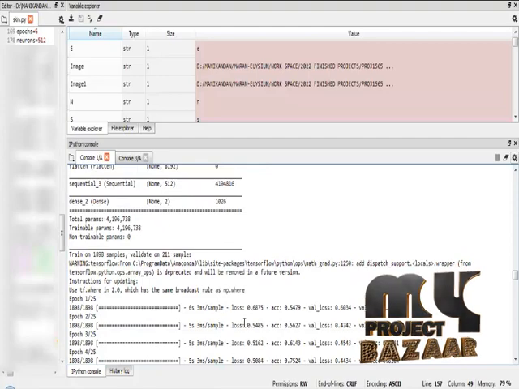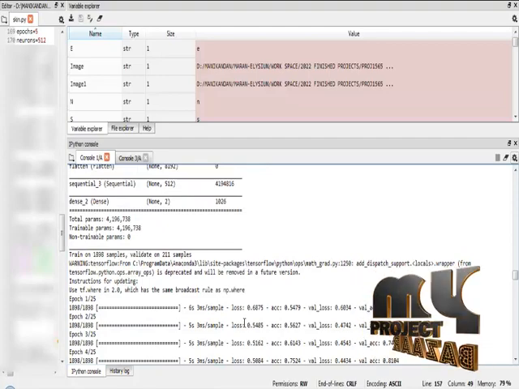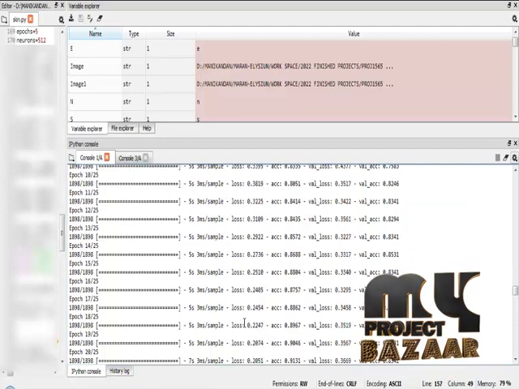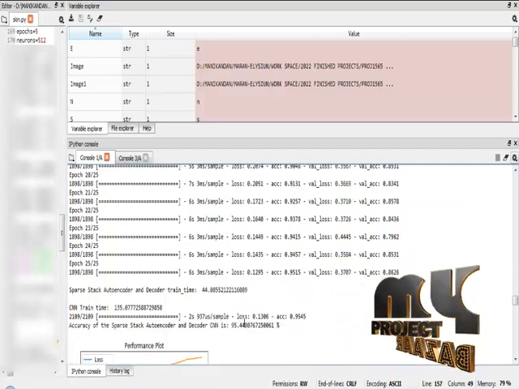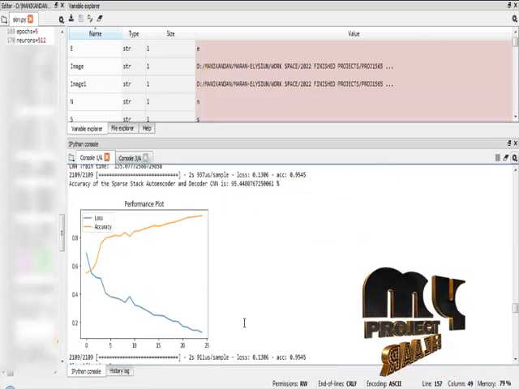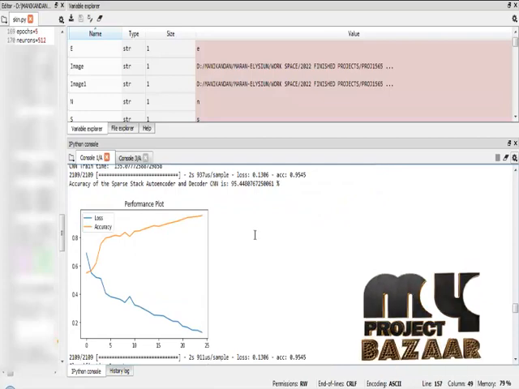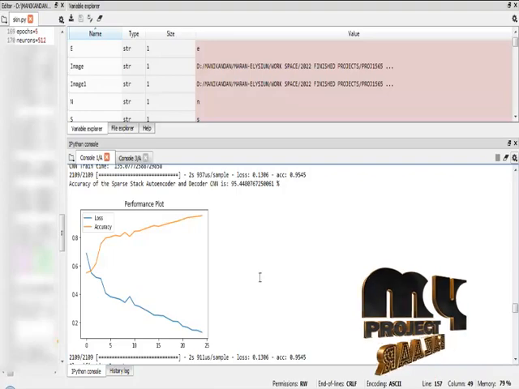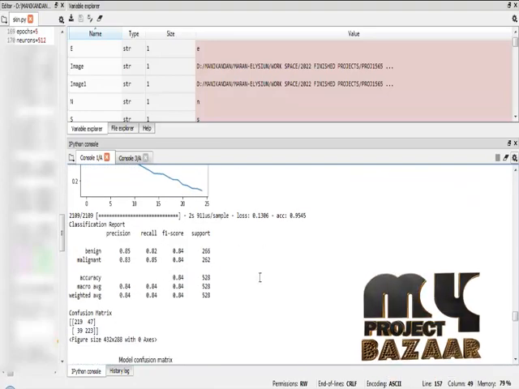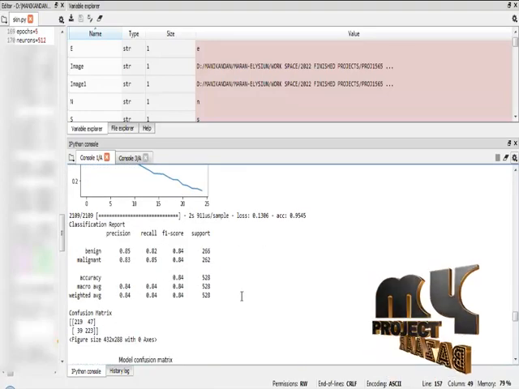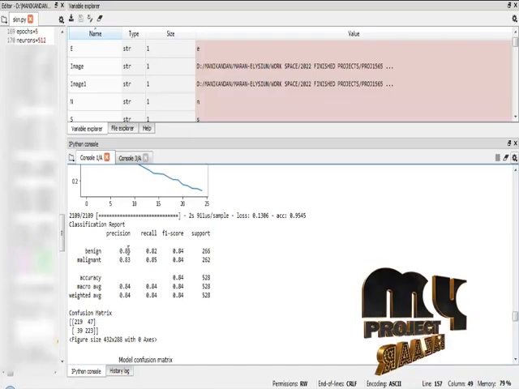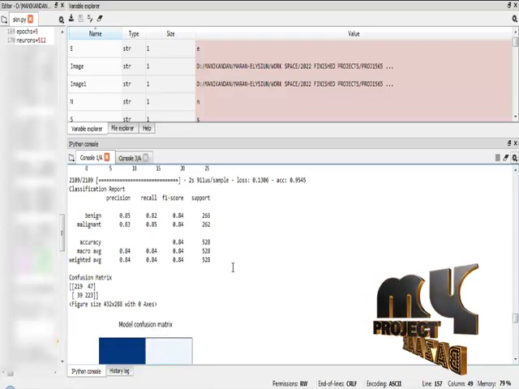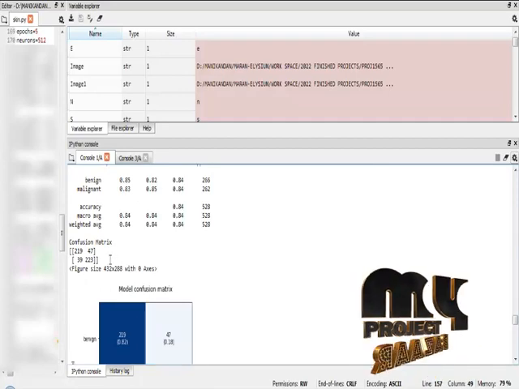So in that, I have to provide 25 training epochs, and it will generate the accuracy and validation accuracy of our training images and also our test images, so the final accuracy of this sparse autoencoder and decoder CNN is 95%. So this is the performance plot of accuracy and loss. And this is the classification report. In the classification report, we are going to find the precision, recall and F1 score for benign and malignant classes. And this is the confusion matrix diagram.